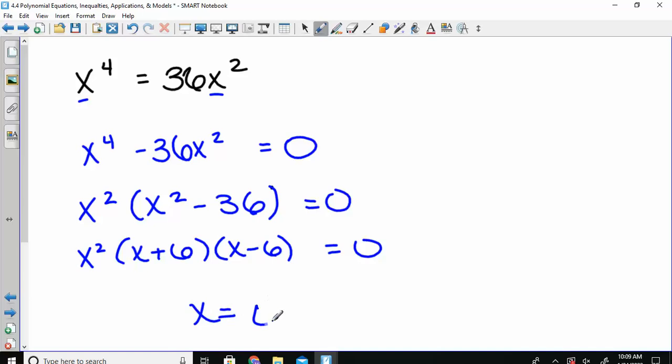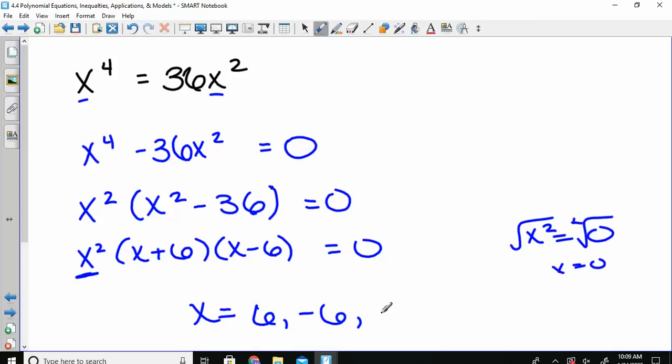Positive 6, negative 6, and 1 and negative 2. Or 1 and negative 1. If you set x squared equal to 0, you just get a 0, and a 0. If we were talking about graphing, we would have to think of that as a multiplicity 2.